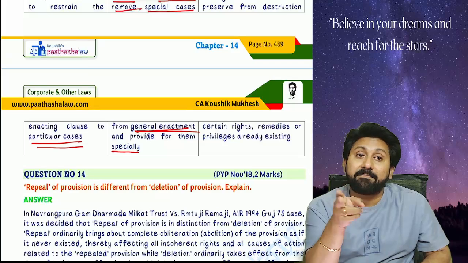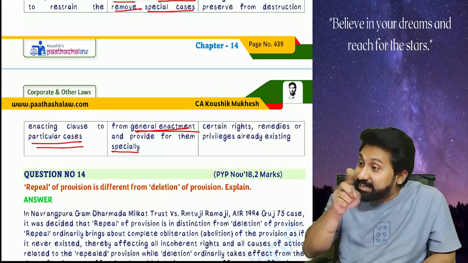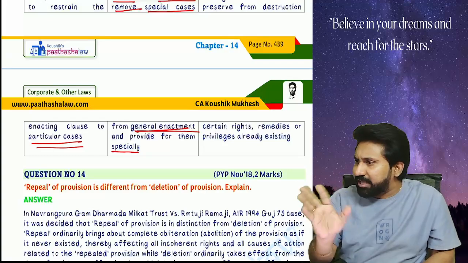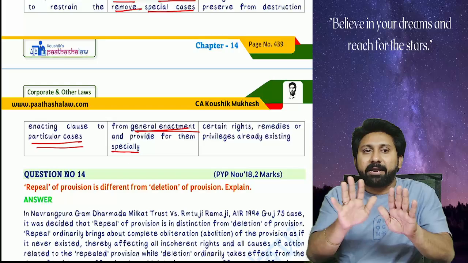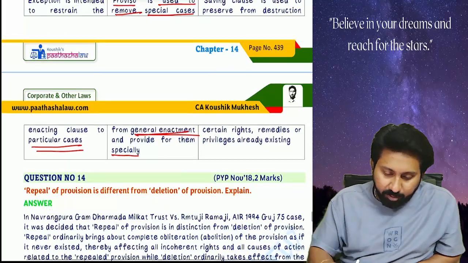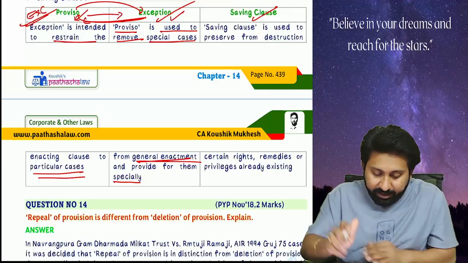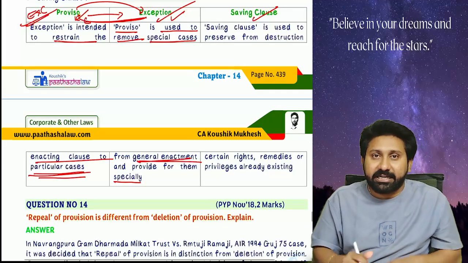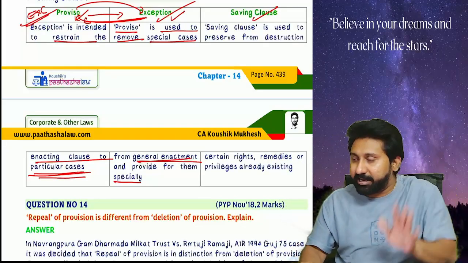Small company means a company other than a public company. In the section itself they exempted it, so there is no need of a proviso now. Section exempted means a public company can never become a small company. An exception is intended to restrain, meaning prohibit, the enacting clause in a particular case. The small company clause is not applicable for what? It's not applicable for public companies.